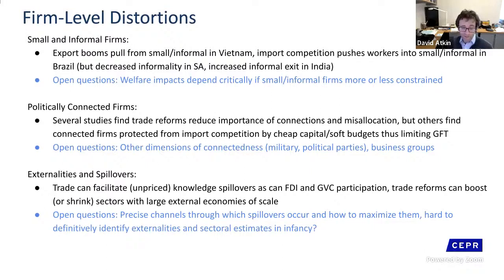So, while we know something about political connectedness, we know much less about connections to the military, which are very important in many countries. Think Egypt, think Myanmar, where many industries are tightly linked to the military, and that's an interesting area. And also business groups more generally, which are, as Amit mentioned, pervasive in developing countries, maybe to navigate the lack of strong capital markets or other institutional issues, and how those impact the effects of trade liberalization, etc.